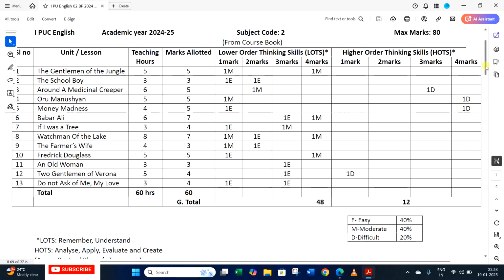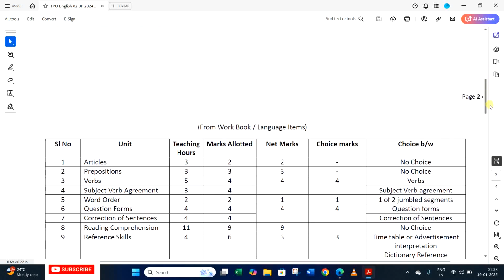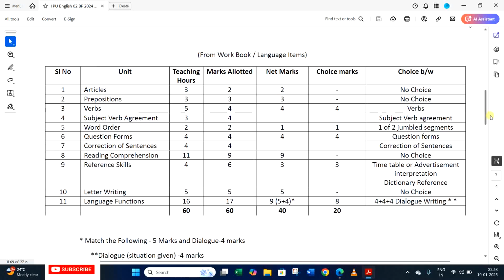Let's go towards the next part, that is language composition and writing skill. This is totally based on your workbook that we have, the PUC first year English workbook and language items: how language, grammar and composition and writing skills are asked. Let us see. You can find over here units from the workbook. If you have not seen the workbook, kindly go and see the workbook as well.